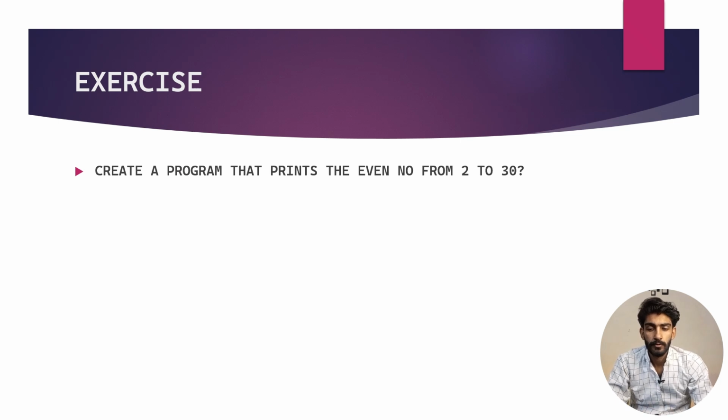So I have a quick exercise for you. Create a program that prints the even numbers from 2 to 30. It's very easy. Practice it on your own, as you have learned the concept of loops, while loops and for loops. If you get stuck in any concept of for loop and while loop, then comment down and I will fix it for you. So complete the exercise I have provided in this video.